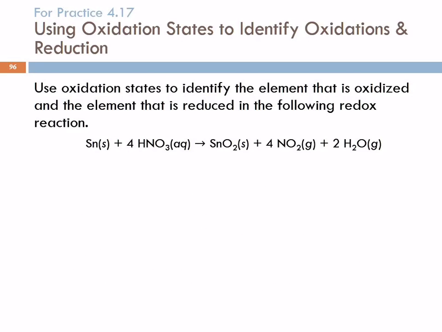So let's do one for practice here. Use oxidation states to identify the element that's oxidized and the element that is reduced in the following redox reaction. So we need to go and look at each element and identify what its oxidation state is. Well, let's start with tin. What's the oxidation state of this guy? 0. It's an element. It doesn't have a charge on it, right? Its charge is 0, its oxidation state is 0.